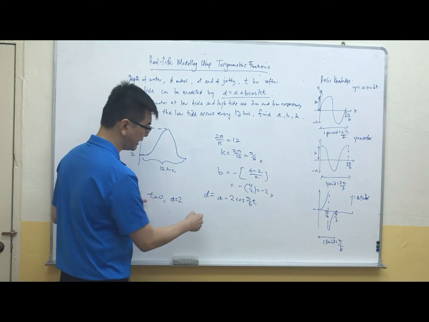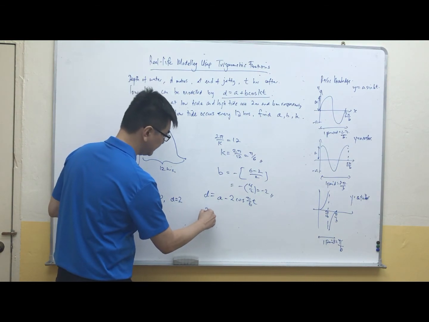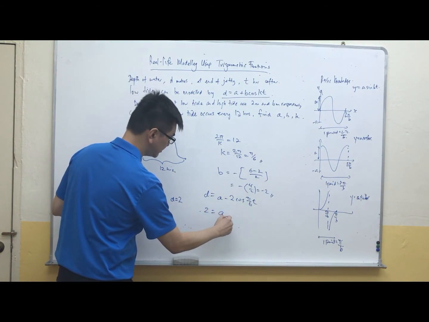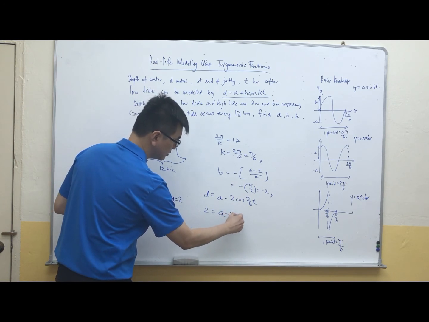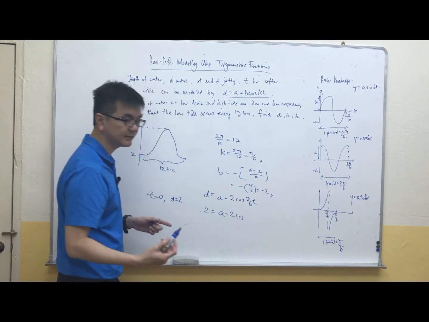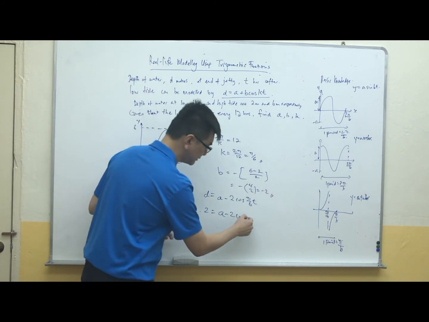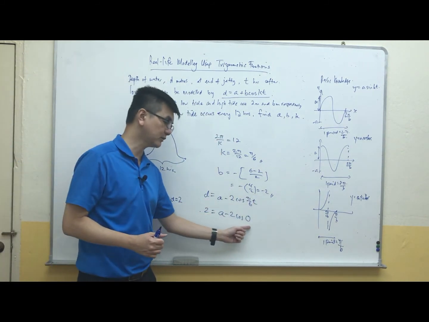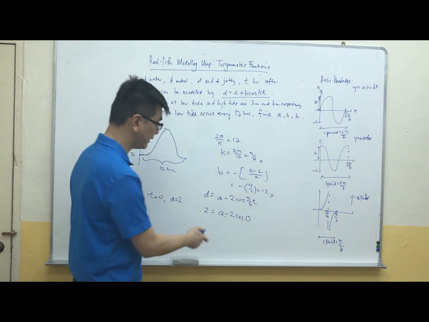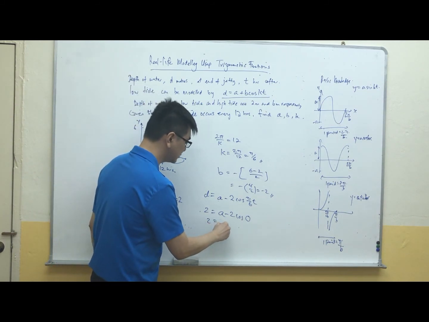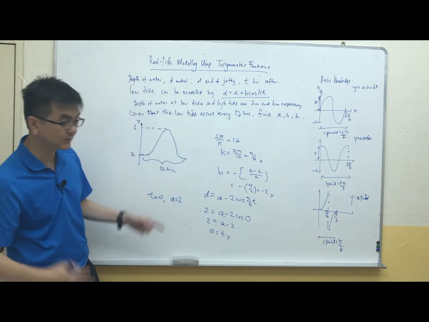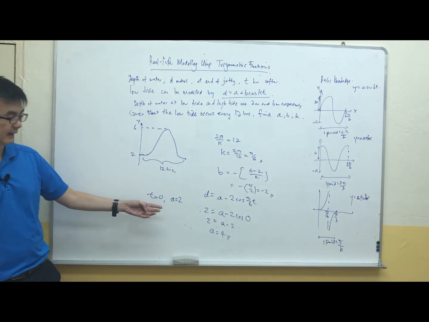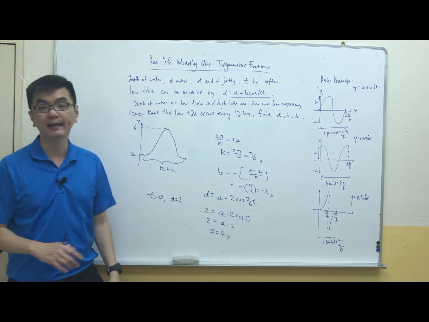So I'm going to substitute this pair of values in. My d is 2, a is what we wanted to find, minus 2 cosine of pi over 6 t, with t equal to 0, this is going to be 0. And this will give me 1, because cosine 0 is actually 1. So over here, 2 equals a minus 2, which gives me a equals 4. So in this case, we have found my unknowns a, b, and k.